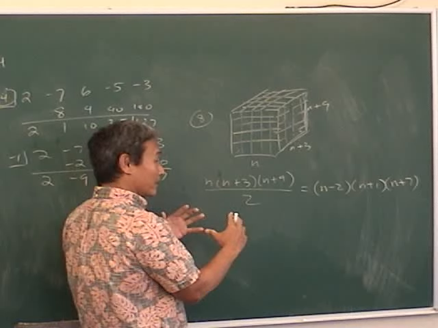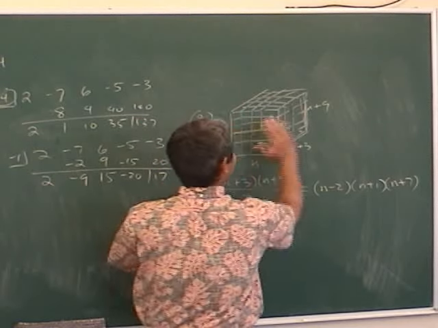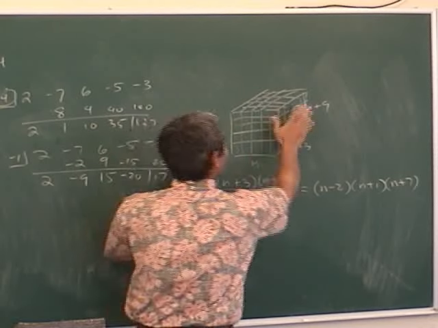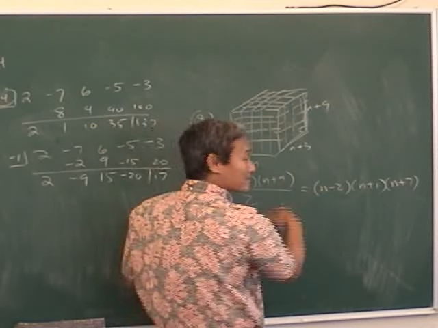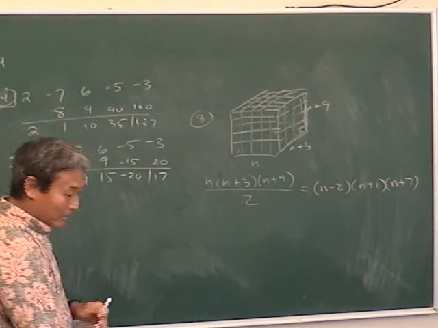You guys get it? In other words, you're just subtracting two from each dimension because there's a front side and a back side. There's a left side, there's a right side. There's a bottom side, there's a top side. And there you go. That's your equation. Now you've got to solve it. No calculator.